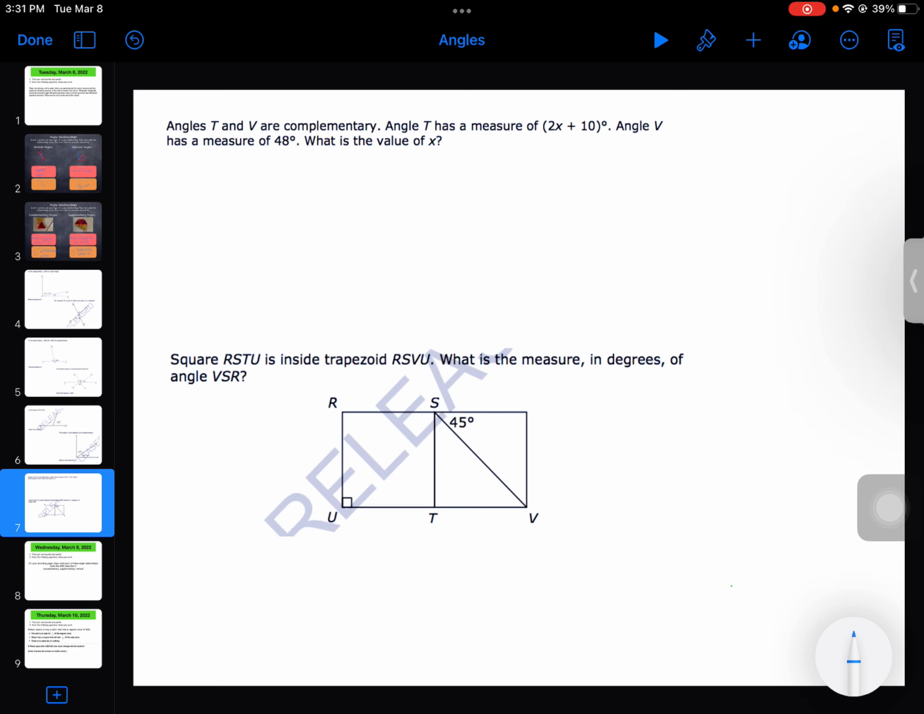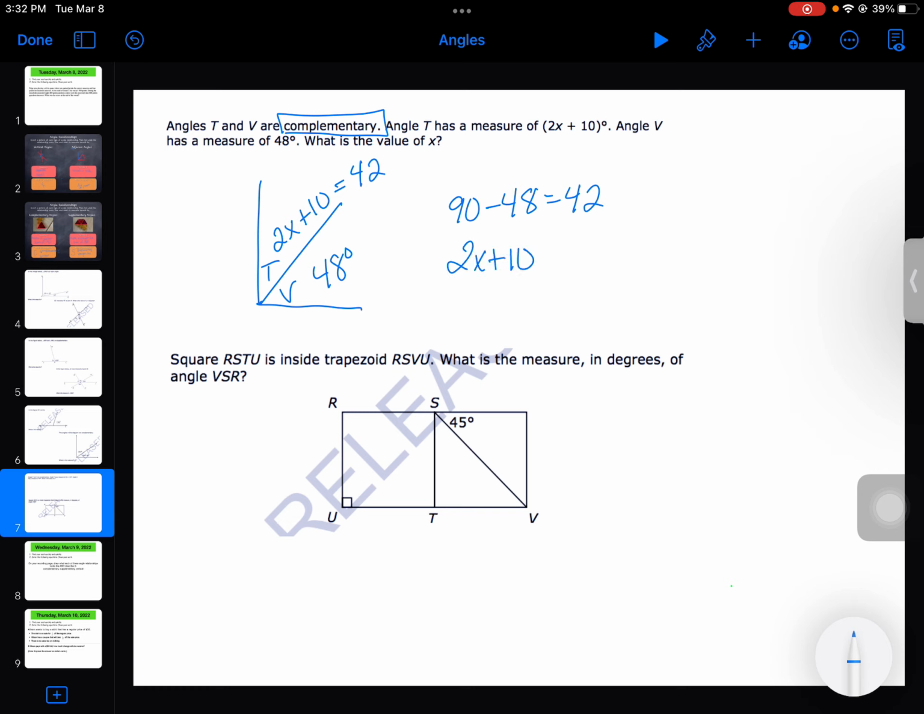The last page, or the last side of your page, if I know that they are complementary and I'm not given a picture, make one yourself. I know that makes a right angle. So I have T and V. T, it tells me is 2x plus 10. V, it tells me is 48 degrees. I know that 90 minus 48 gives me 42, so that equals 2x plus 10. So if 2x plus 10 equals 42, I can find the answer here, and I get x equals 16. Okay?